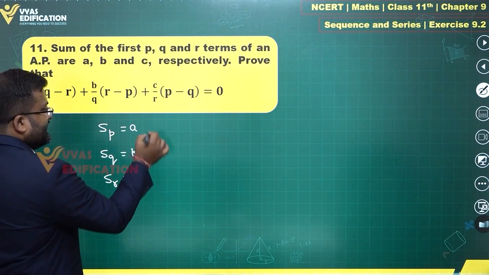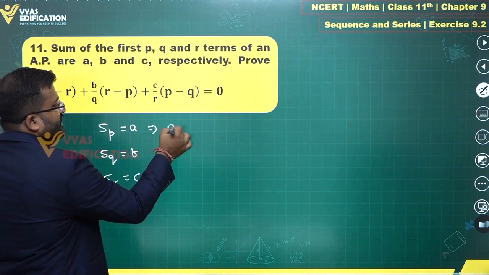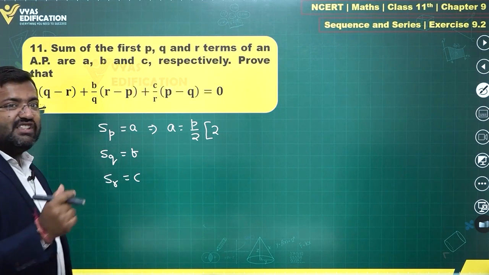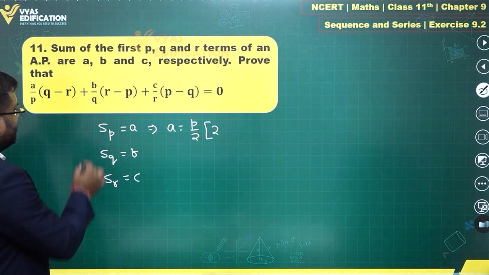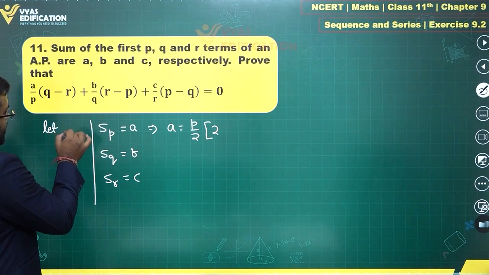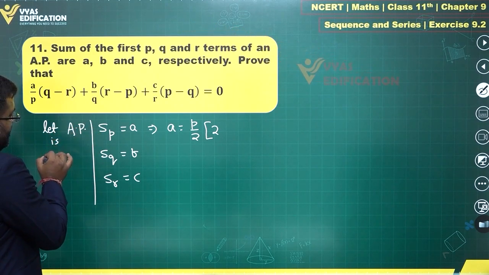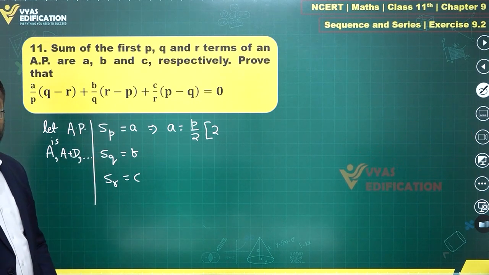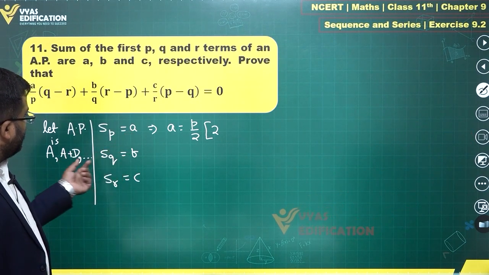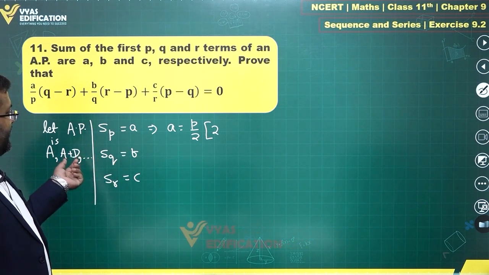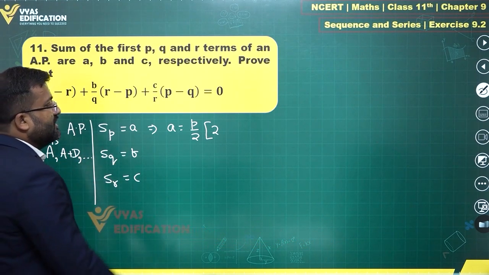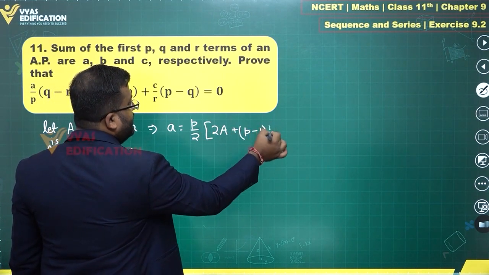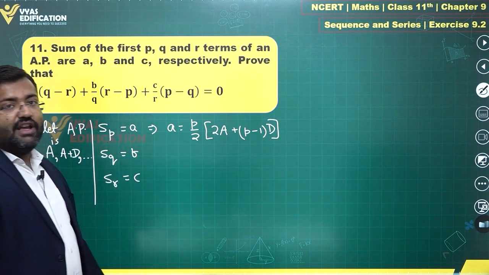We'll prove that. But first, let's write these expressions. SP is equal to A. This will be P by 2 times the first term. Let the AP be A plus D, and so on. Since we have already used small a, we cannot use small a for the first term. Let's use capital A plus capital D. So this is P by 2 times 2 capital A plus number of terms P minus 1 times capital D. This is the value of small a.